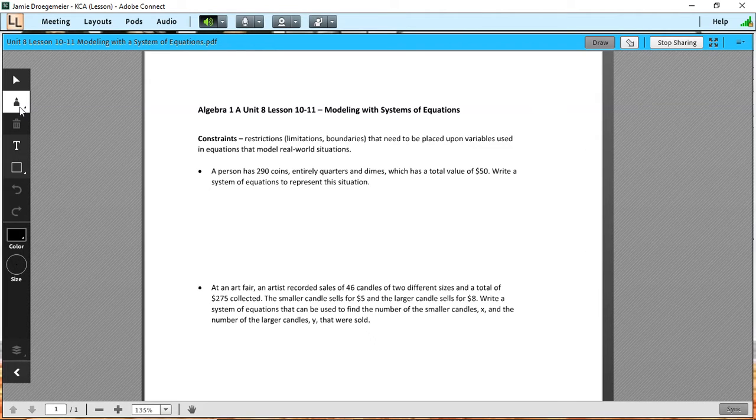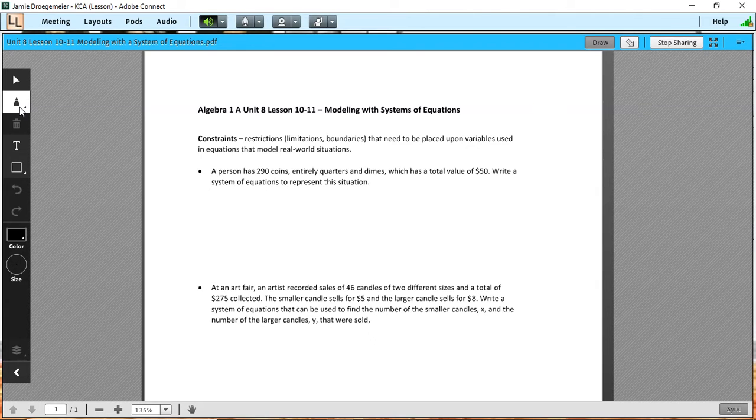The term is constraints. And basically a constraint is a restriction that is going to be put on variables used in equations in these real world situations. So there's going to be some limitations or some kind of boundaries. And we'll see once we look at an example here how that factors into some of these problems.